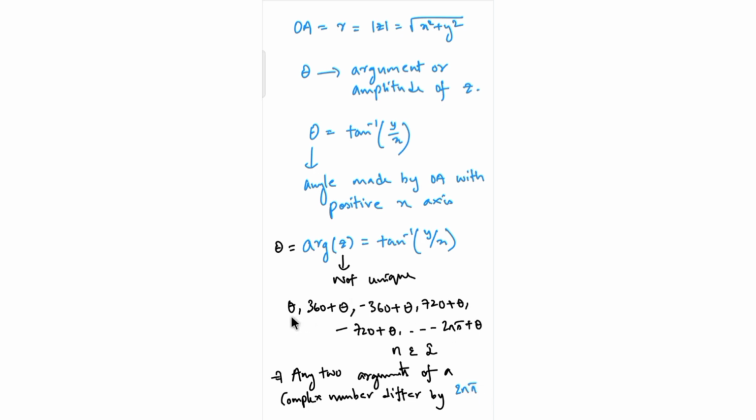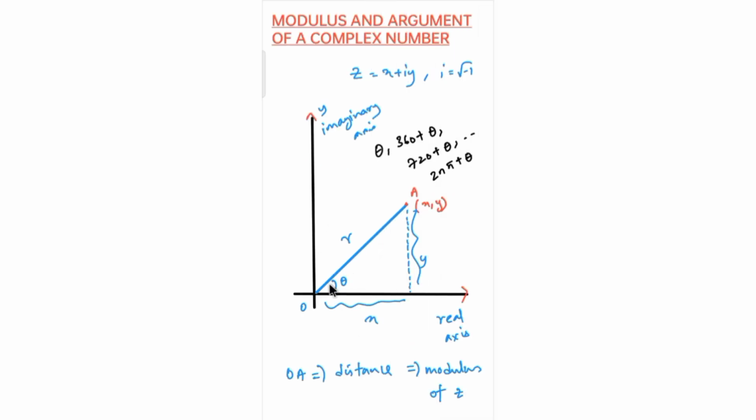Fine, because if I take this as my argument and this as my second argument, the difference is 720, and 720 can be represented as 4 pi. So any two arguments, everything comes out to be an argument. If I assume theta to be my argument of z, then 360 plus theta is also an argument, minus 360 plus theta is also an argument, it's the same argument of z. So whatever arguments you take, any two arguments will differ by 2n pi, where n belongs to the integers.